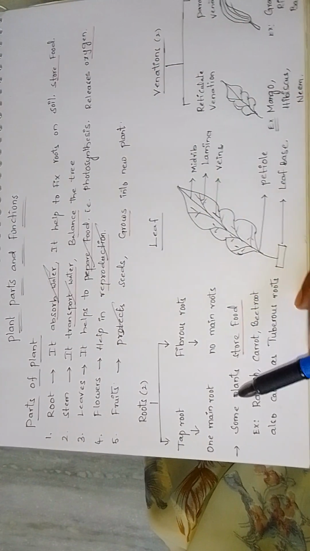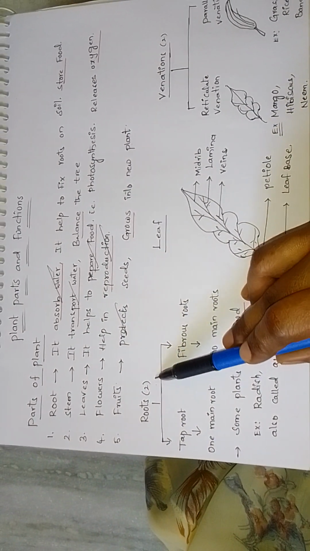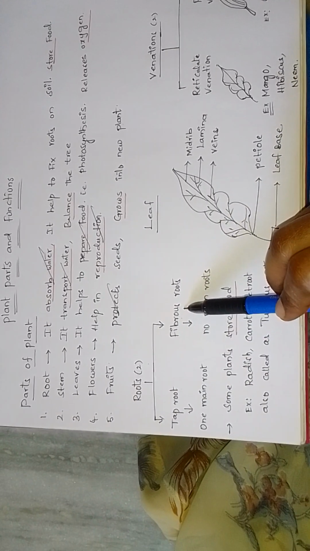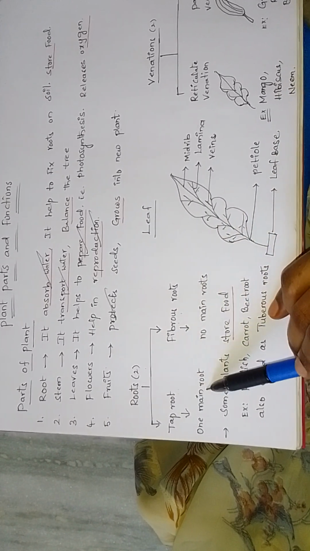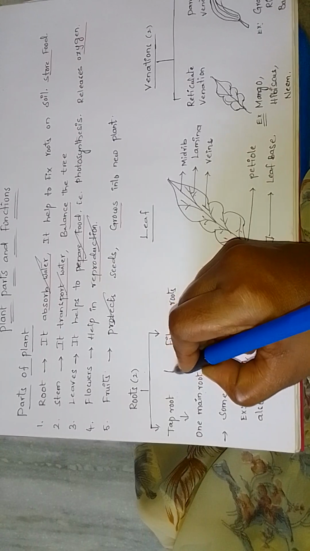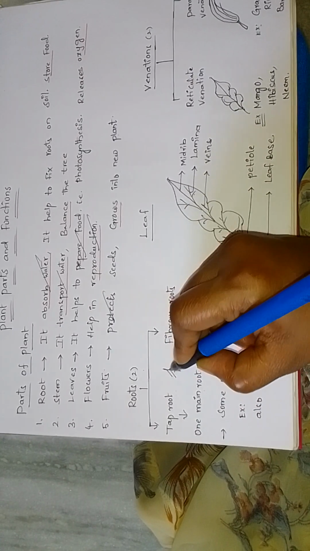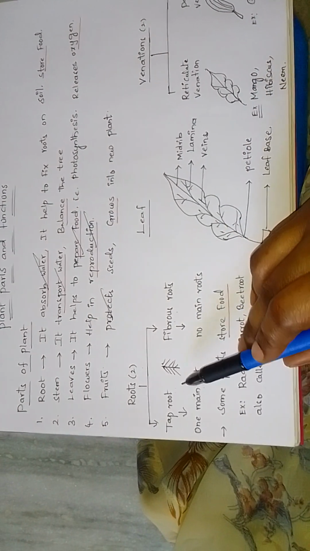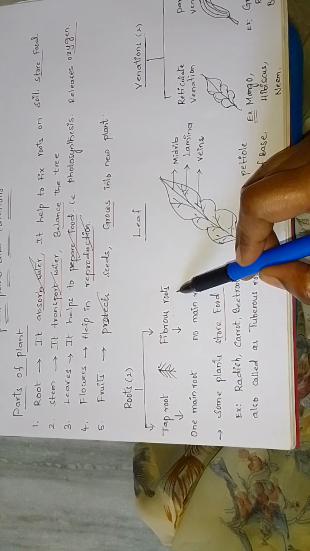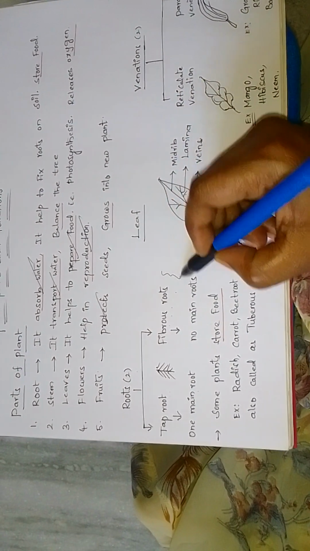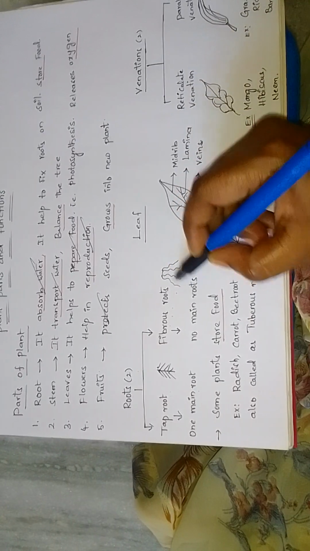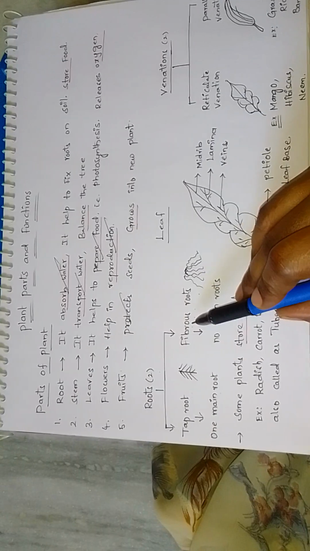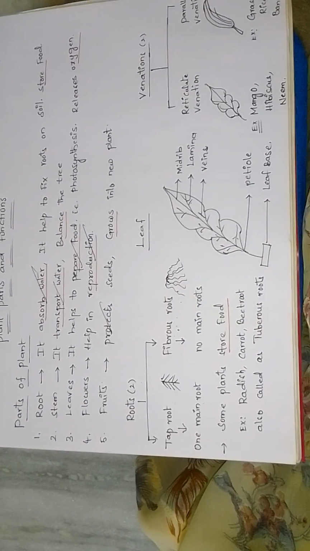And one more topic is roots. Roots are again 2 types. One is the tap root and the second one is fibrous roots. Tap root has only one main root. For example, this is one main root and all remaining roots are like this. Tap root has only one main root, and fibrous roots do not have a main root. These roots are hair-like in structure. That type of roots are the fibrous roots.